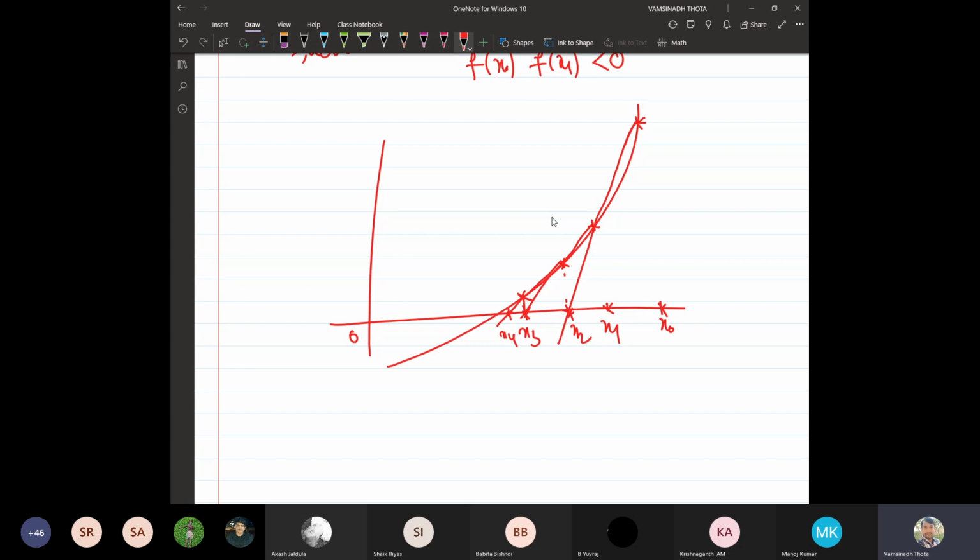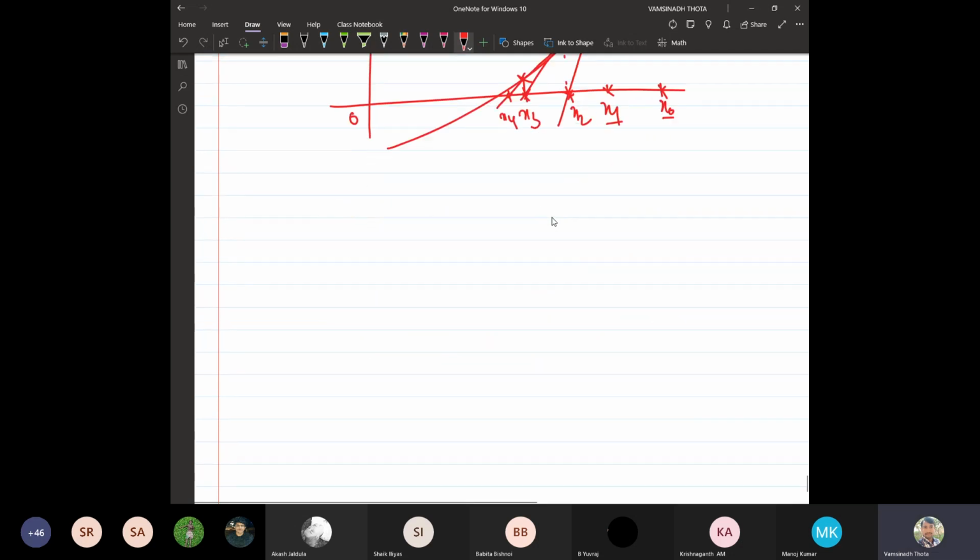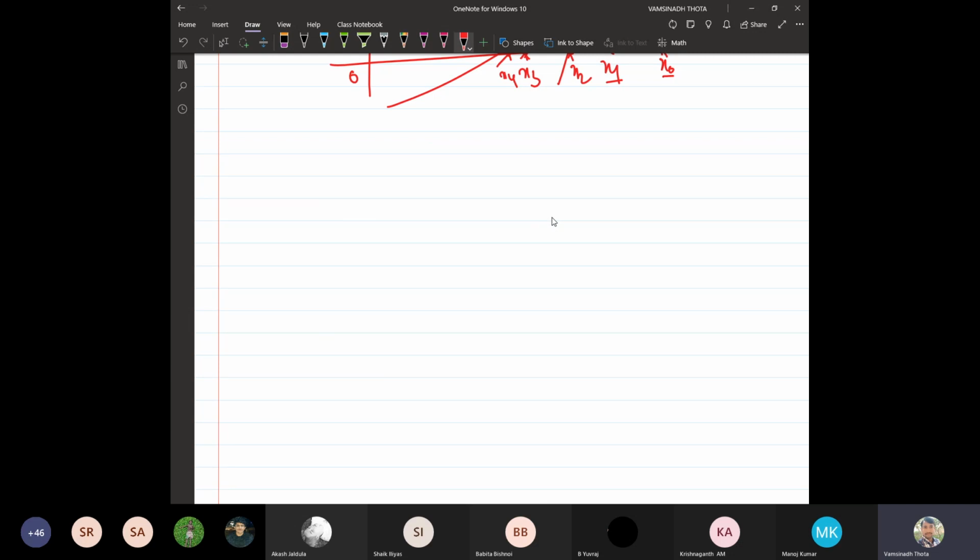But in the Regula-Falsi method, x1 and x0 should be chosen in such a way that the function values are the opposite ones. So again, let me draw this one.